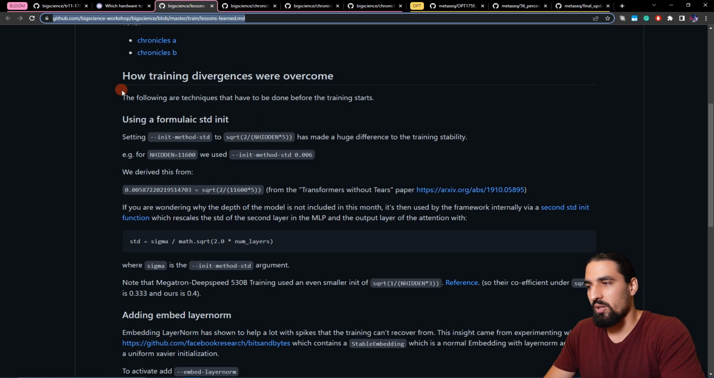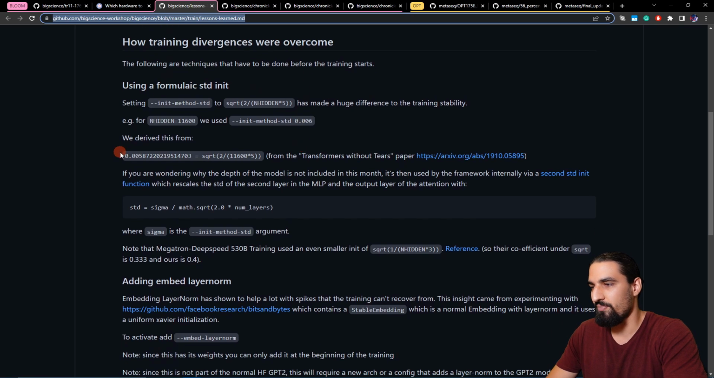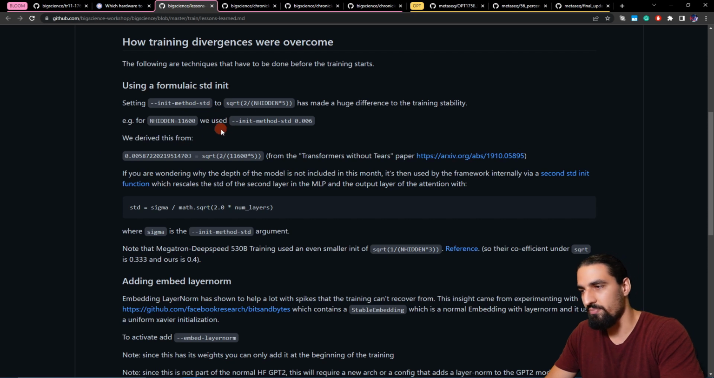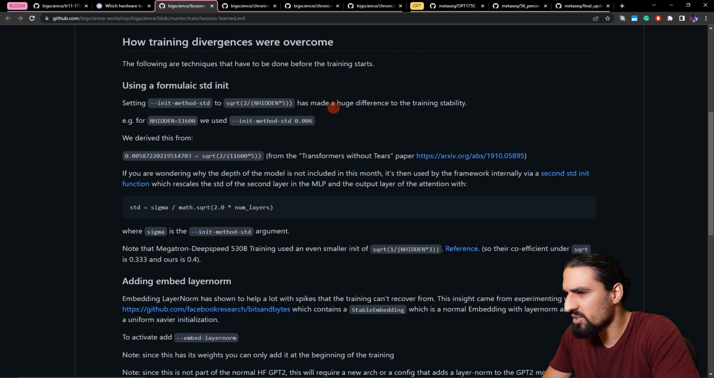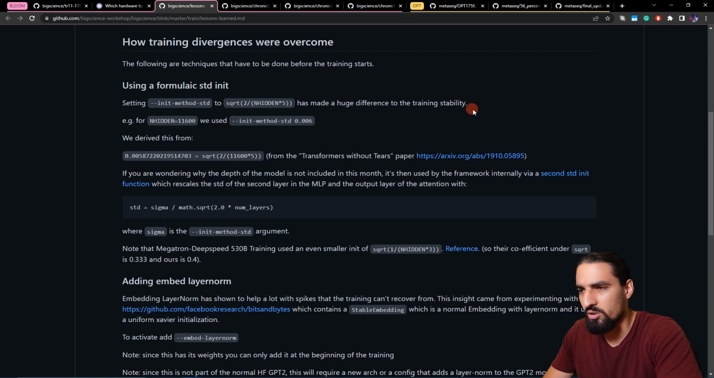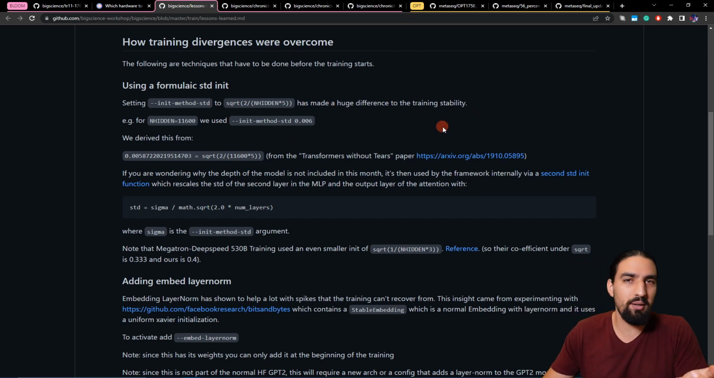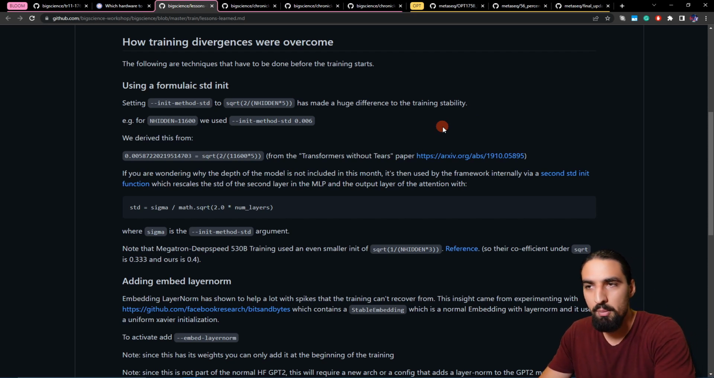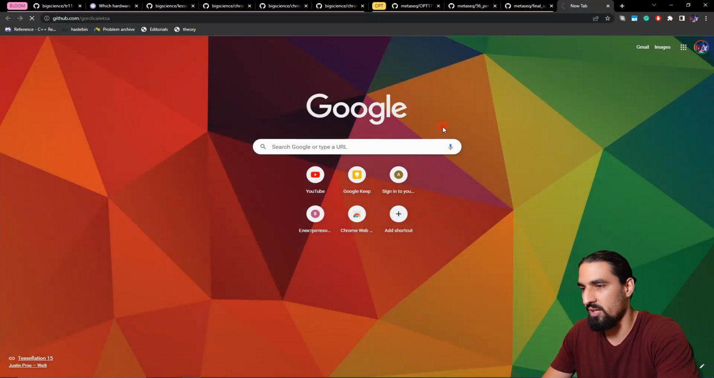So a couple of things. They have this title, How Training Divergences Were Overcome. One of the methods was to just have a different initialization method, and it literally means so much. I think they mentioned it somewhere: it has made a huge difference to the training stability, and not only stability, but the final actual loss you converge to. And I remember back from my days when I trained the transformer model.